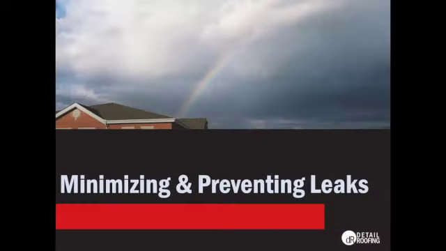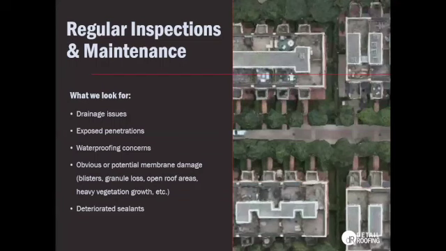So, minimizing and preventing leaks. Although there's no way to completely eliminate the presence of leaks, one of the best ways to minimize them is through regular inspections and maintenance. We do have an annual maintenance program, and when we're out doing our roof inspections, some of the things that we're looking for are drainage issues, penetrations, which we spoke about earlier, any waterproofing concerns or obvious damage, and deteriorated sealant. Basically, anything that could contribute to a leak is our main focus when we're doing these assessments.